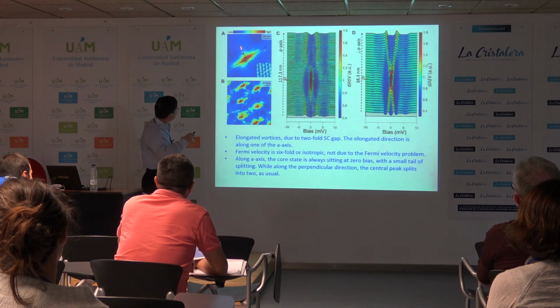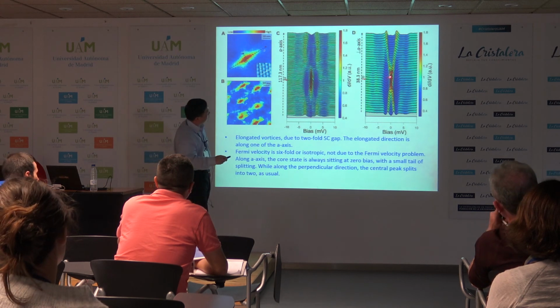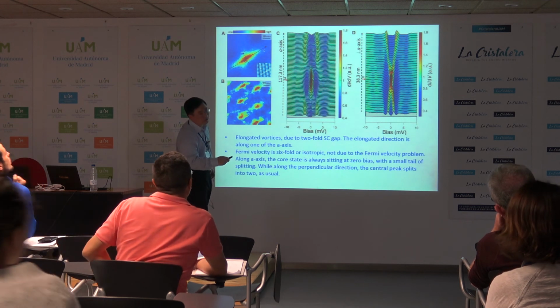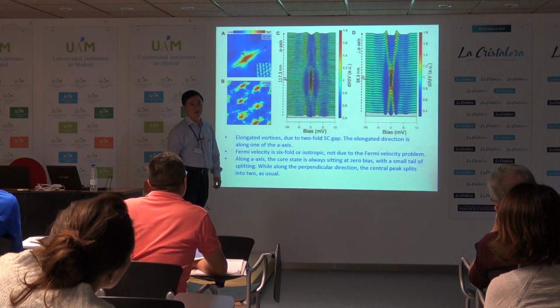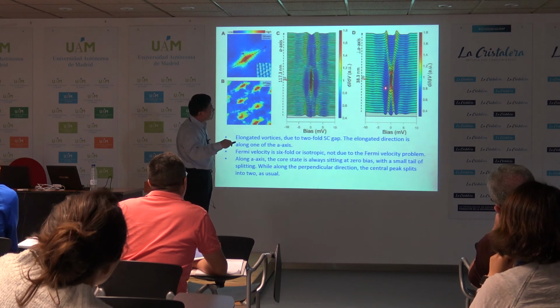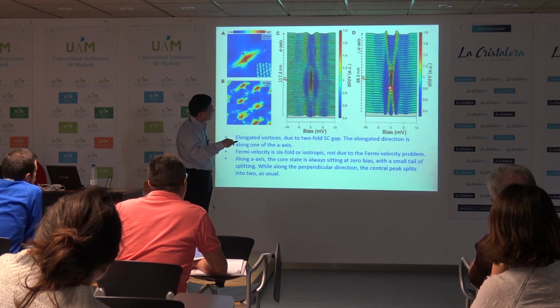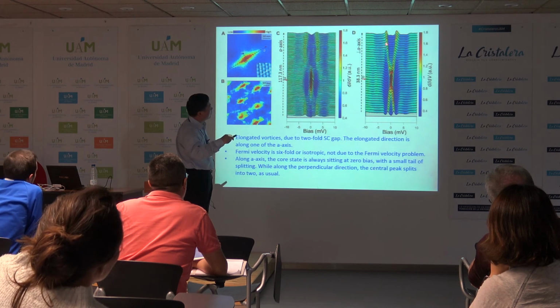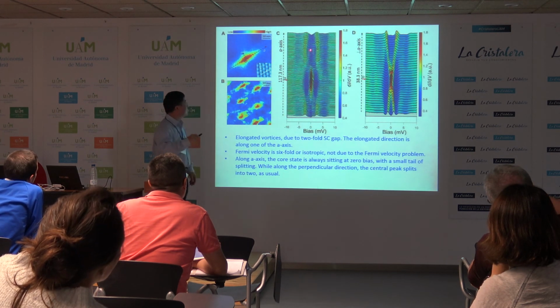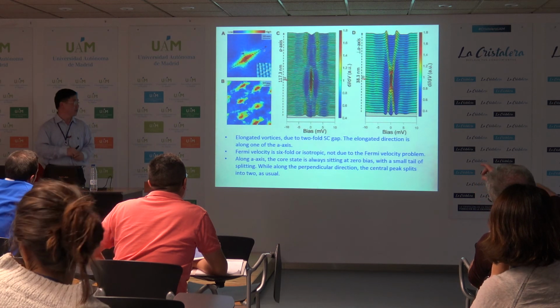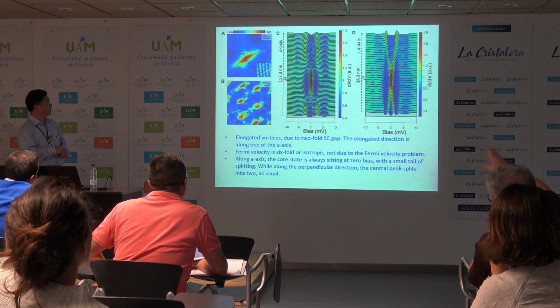However, if you go through this direction, then you can see that in a certain period this peak does not split. It does not look like the Caroli-de Gennes-Matricon state. However, if you go further, then this single peak splits into two. That's the data. So for this one, we are not so sure whether a Majorana mode has been formed on these vortices.